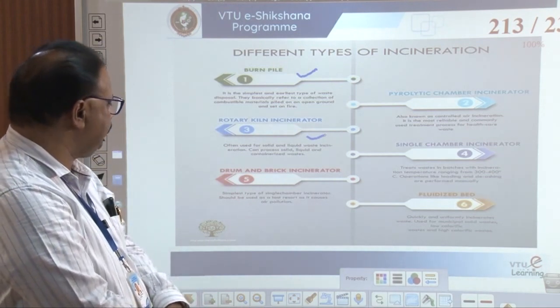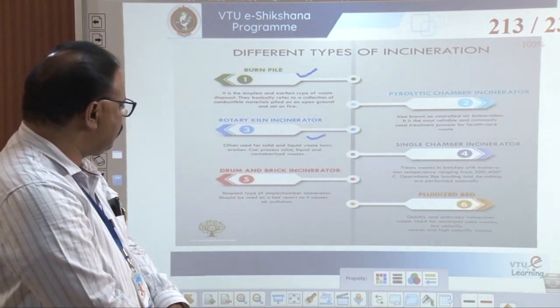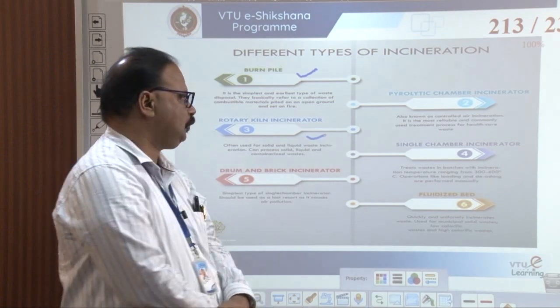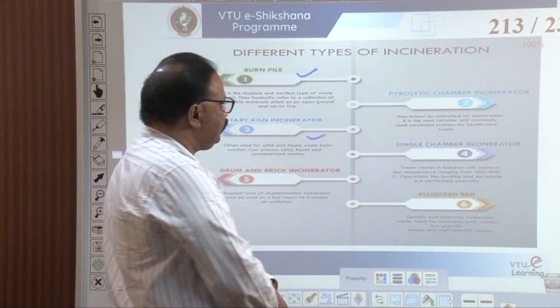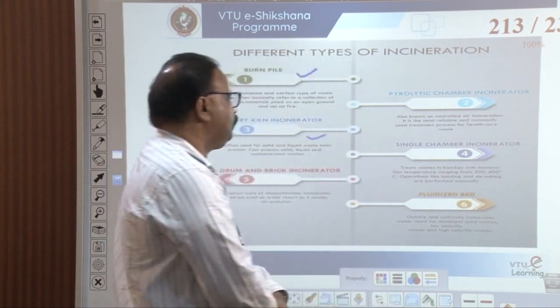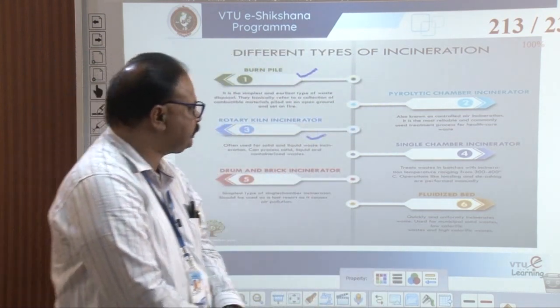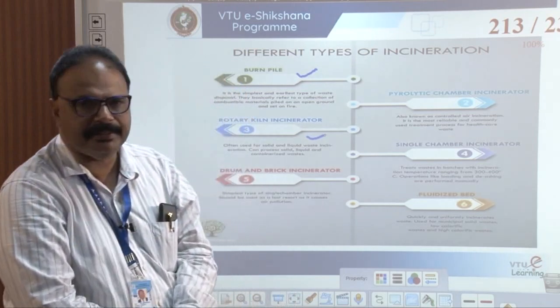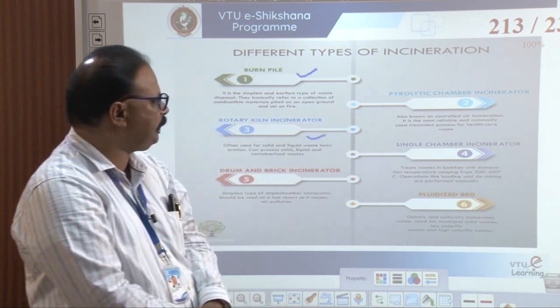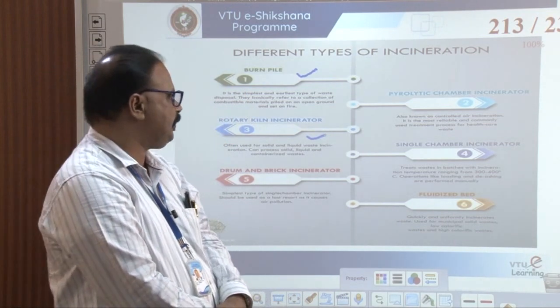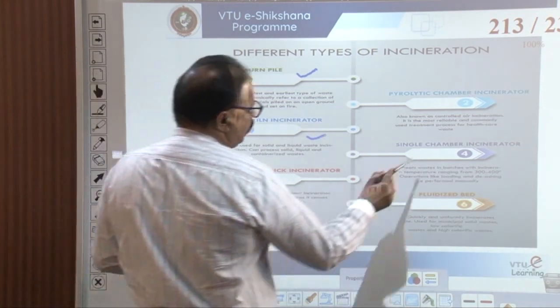Can process solid, liquid and controlled waste. The second is a pyrolytical chamber incinerator, also known as controlled air incineration, which is the most reliable and commonly used treatment process in healthcare waste. This is for medical waste.